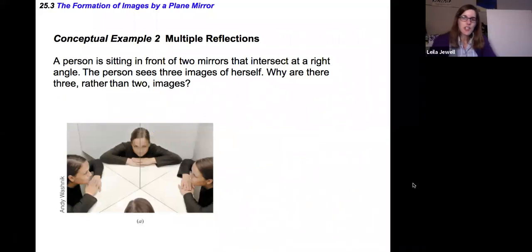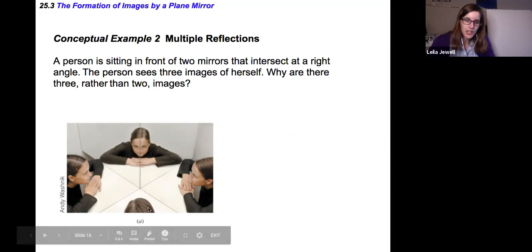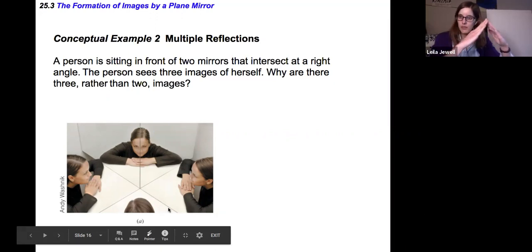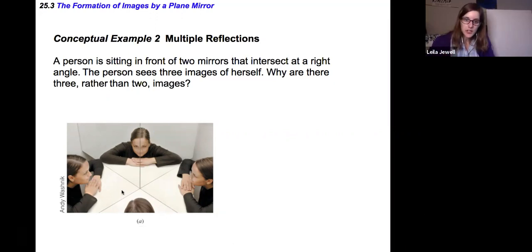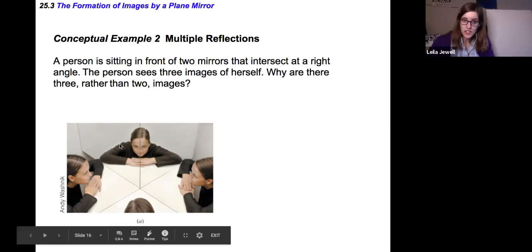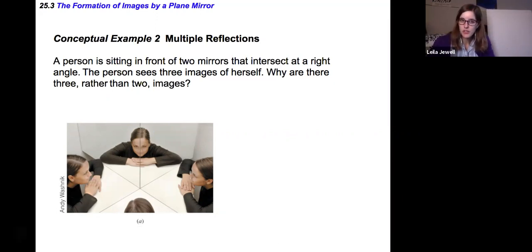Another conceptual example we could look at here is multiple reflections. So here we have a person sitting in front of two mirrors that intersect at a right angle. So they're just coming in like this. It's only two mirrors here. But the person, instead of seeing two images of herself, sees three images of herself. So think for a moment, and you can pause. Why are there three rather than two images?